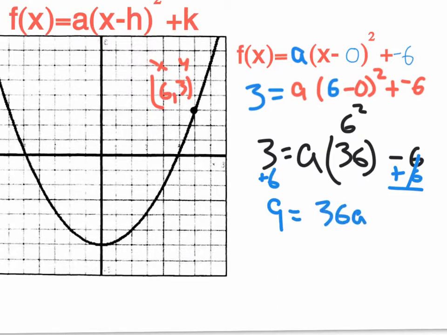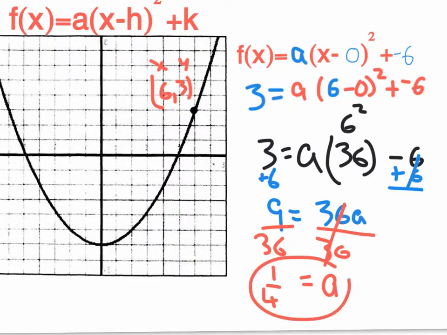And of course we want a. We don't want 36a. So we're going to divide by 36. And it's going to cancel and divide by 36. Now, I know you're freaking out. 9 over 36, I don't like fractions. It's okay. Just reduce it. And 9 over 36 reduces down to 1/4. And that's your a value, guys.